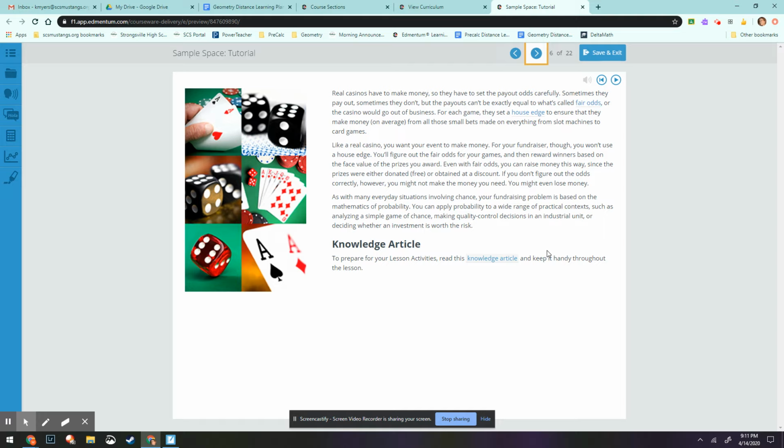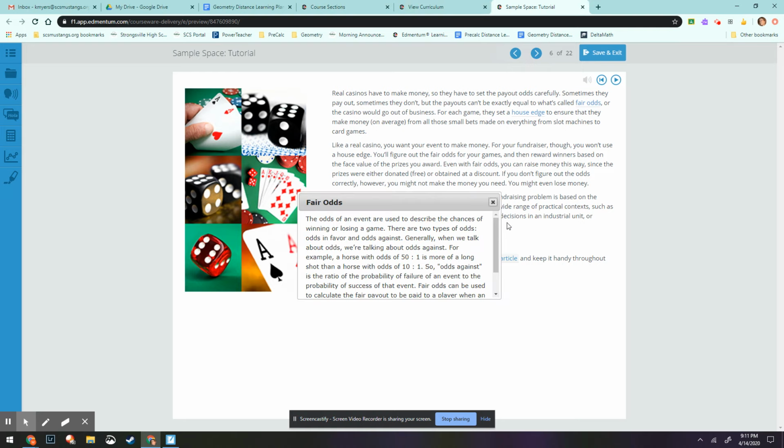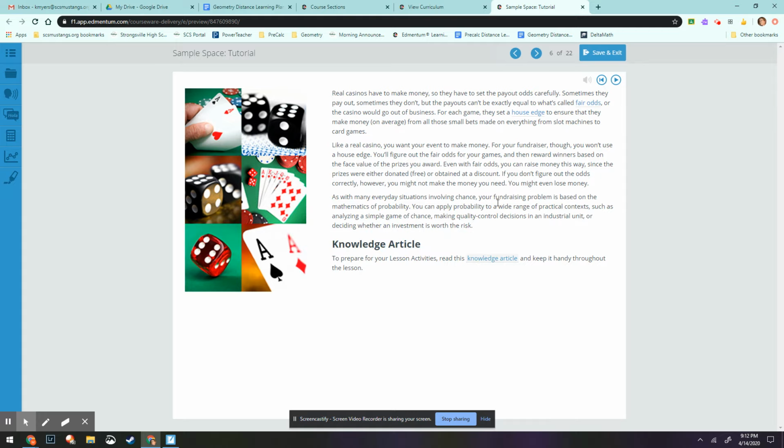Anyway, the first thing we talk about is something called fair odds, and if you click on this, it'll tell you what it is. Usually when we talk about odds, we're talking about odds against. So if a horse has odds 50 to 1, and then another horse has odds of 10 to 1, the 50 to 1 is more of a long shot. That basically means the horse would lose 50 times for every one time that it wins. So the closer those two numbers are, the closer to fair odds they are. So like 1 to 1 would be fair odds. Every casino is going to have a house edge, because if the house doesn't win, the house doesn't make money. So they always kind of keep that. So that's kind of what all of this here is explaining.